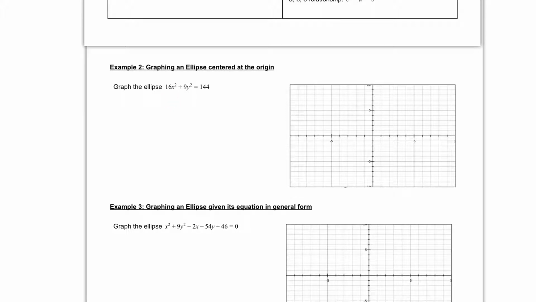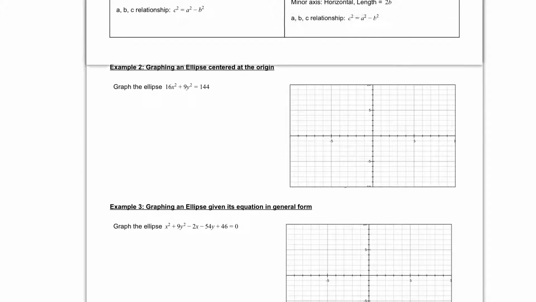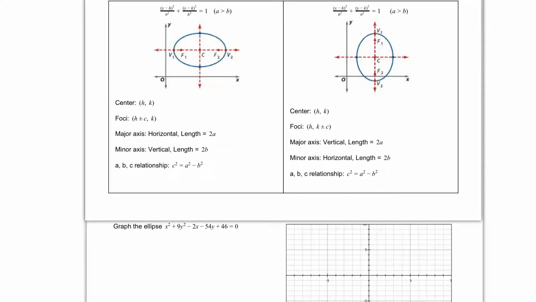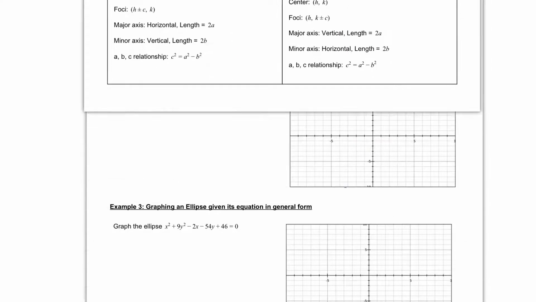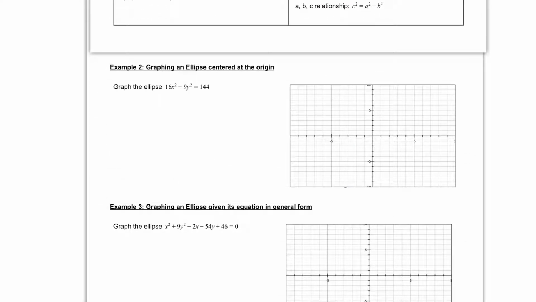So in order to get our x squared and our y squared by itself, we need to set it equal to 1. So if we take a look at our formulas at the top, both of these ellipses are set equal to 1, no matter which equation you have. So we want to be able to do that. So if I go back to our problem in example 2, I'm going to start by dividing both sides by 144 in order to get that 1 that I want on that right-hand side.